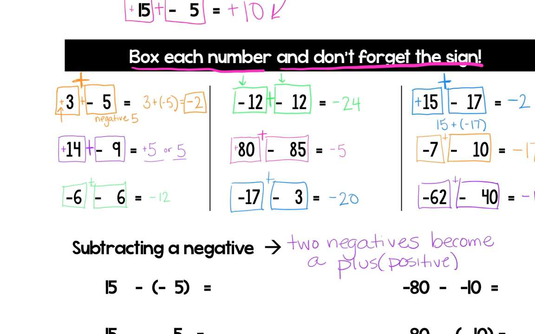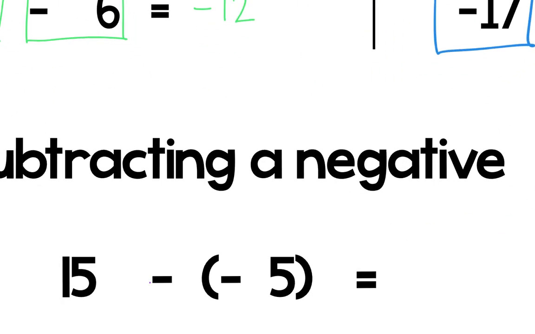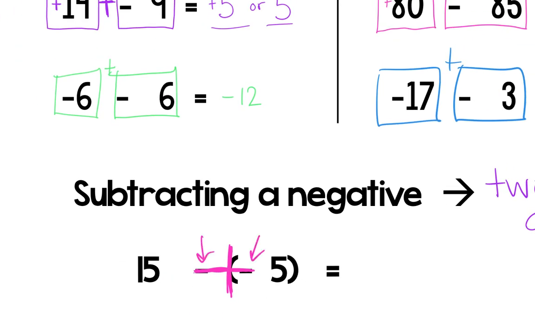So what I want you to do when you see two negatives next to each other is I want you to, I'll zoom in a little bit here, take the first one and the second one and you're going to combine them. I like to write right over it because minus minus or negative negative becomes a plus. It's important that you cover up both of those. This becomes 15 plus 5 or 20.